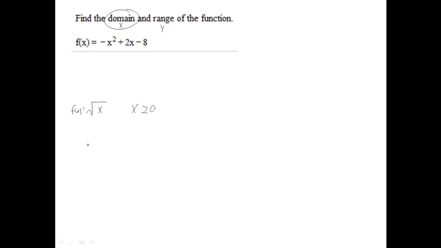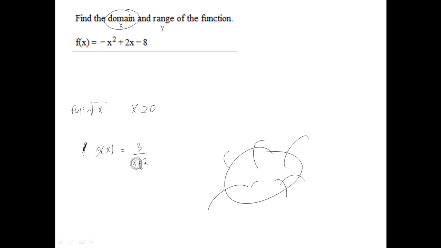Let's say that if you have a denominator somewhere, let's say this some other function, g of x, is equal to the function 3 over x plus 2. Well, we got an x in the denominator. What can you not have in the denominator? 0. You can't divide by 0, right? Otherwise, you get a black hole, and then everything bad happens. It's because someone divided by 0. So we don't want to do that. So here, x cannot be 2.